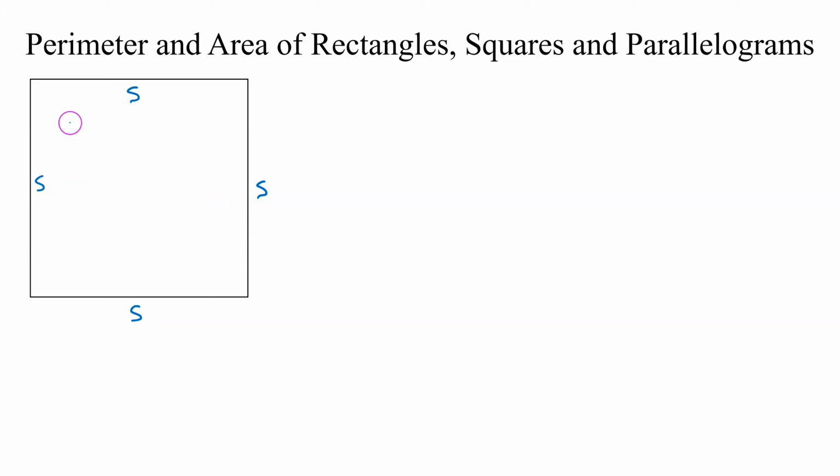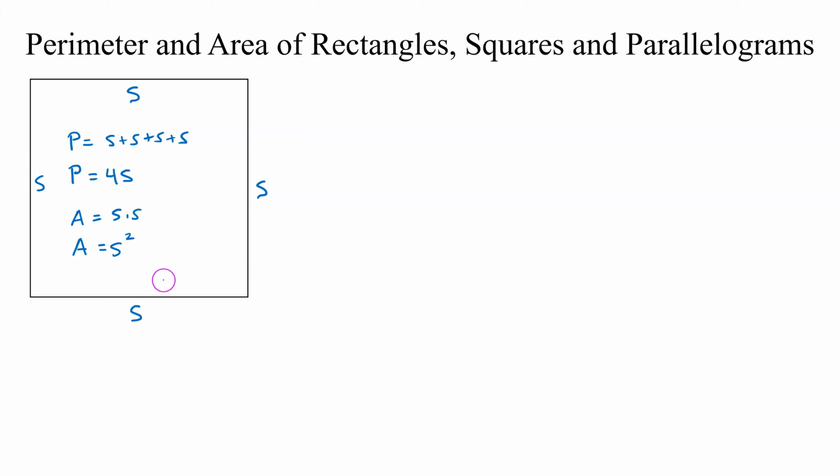So perimeter, again, is adding up all of the sides. So we're going to do side plus side plus side plus side. There's 4 sides, so we could rewrite this as 4S. And then the formula for area is length times width, but our length and our widths are the same, so it's side times side. And really we would write this as side squared.